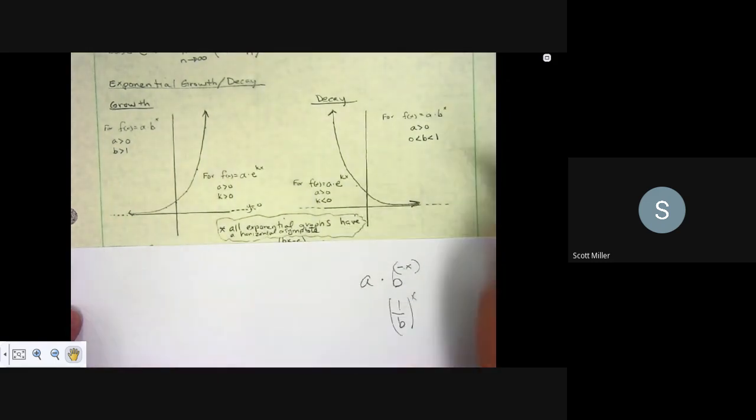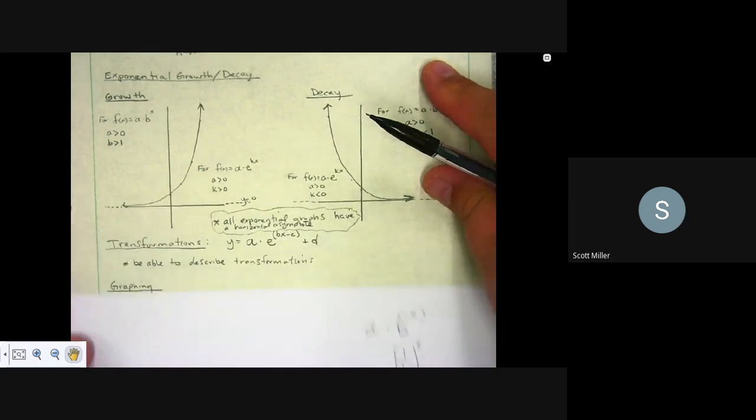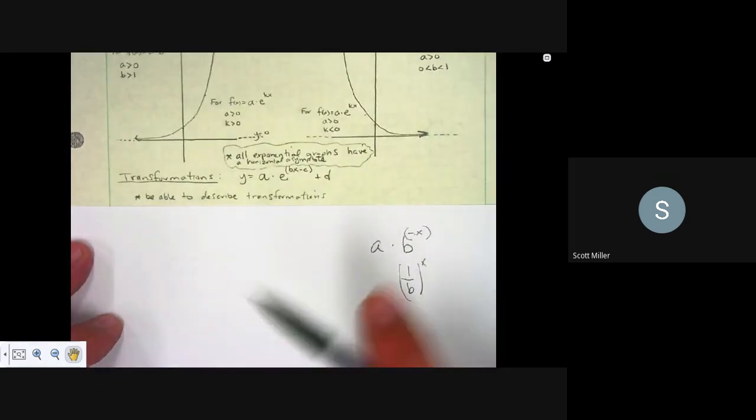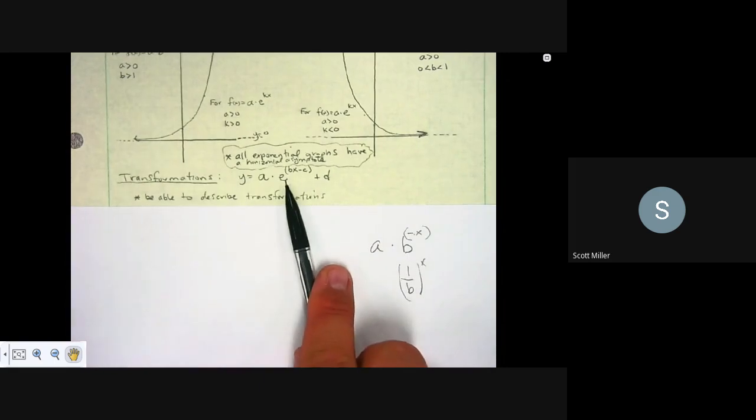Which brings us to the next part, the transformations. Here's your generic. I use E as the base number. I can use any base for this. It doesn't matter. The base number has nothing to do with the transformations whatsoever. Okay? So let me say that again. The base number has nothing to do with the transformations whatsoever. I don't care what the base number is.